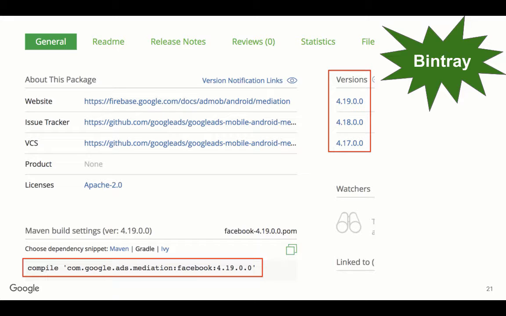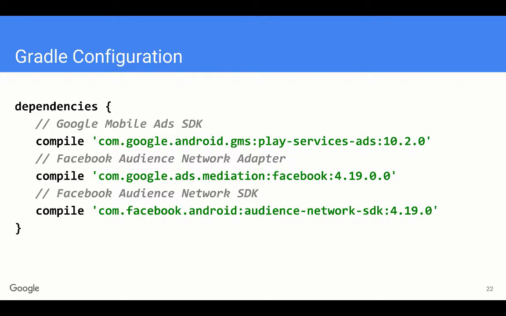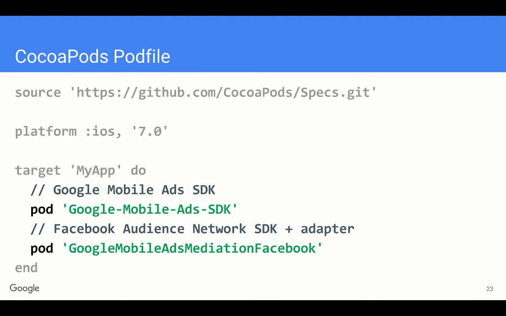Now that the adapters are on Bintray and CocoaPods, let's see what adding an adapter into your project looks like in practice. On Android, here's what your dependencies would look like if you wanted to include the Mobile Ads SDK and to support Facebook Audience Network within mediation. The first line is the Google Mobile Ads SDK, the second line imports the Facebook adapter, and the last line gets the Facebook Audience Network SDK. That's it. No more downloading jars from a website and importing them manually.